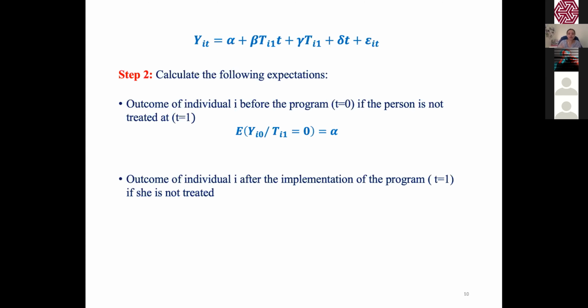If we would like to see the expected outcome of this individual i after the implementation of the program, so at period 1, post 2015, taking into consideration that this individual does not benefit from the program, in this case we'll have what? Any suggestion?